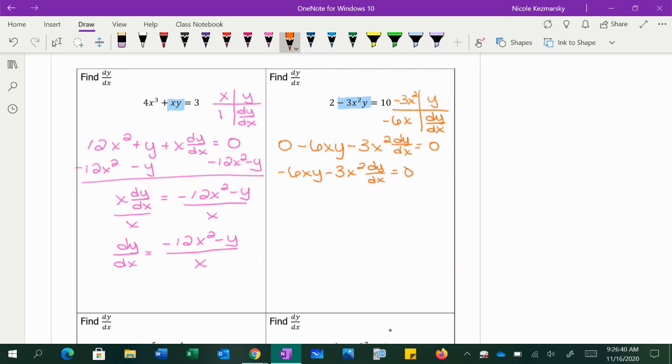equals 0. And we're going to isolate the dy/dx because that's what the instructions say. So we're going to do plus 6xy to both sides.